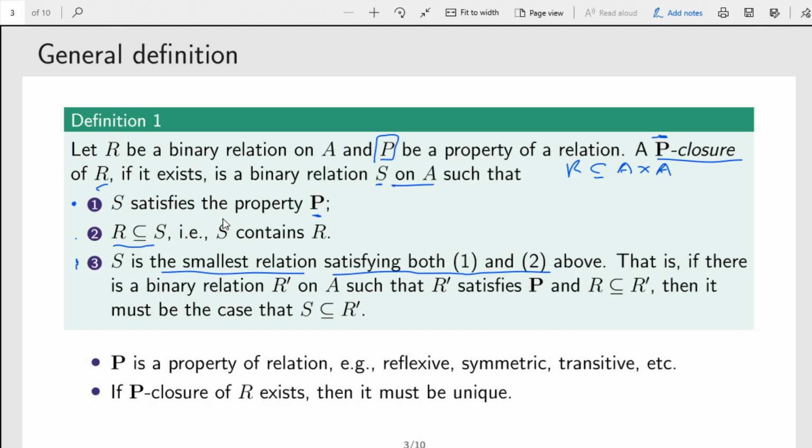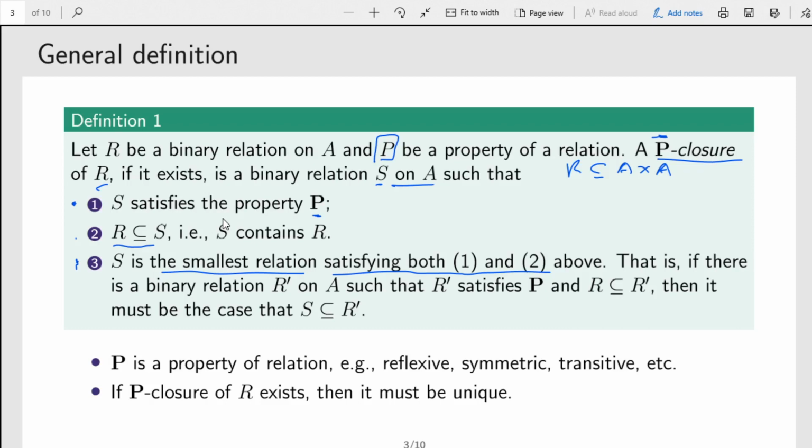Now, it is easy to see that the P closure of R, if it exists, must be unique. To see this, why? Well, if you have two different P closures, say S1 and S2, then by condition 3, S1 must be contained by S2, and S2 must be contained by S1. So this gives you S1 is equal to S2. So the P closure must be unique.